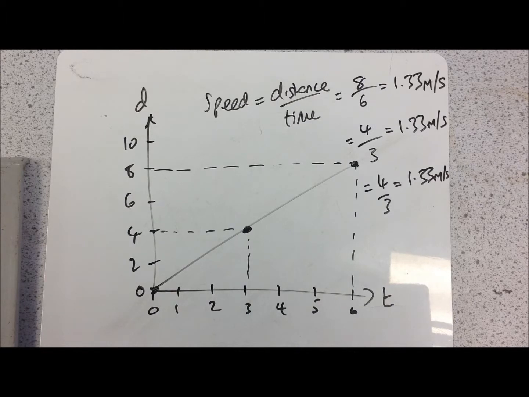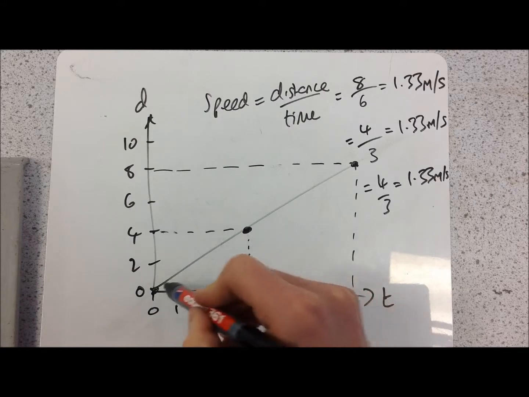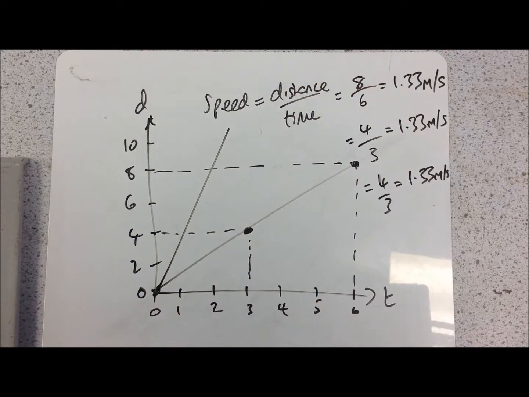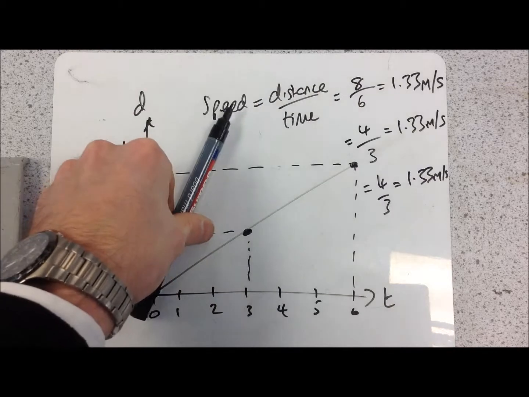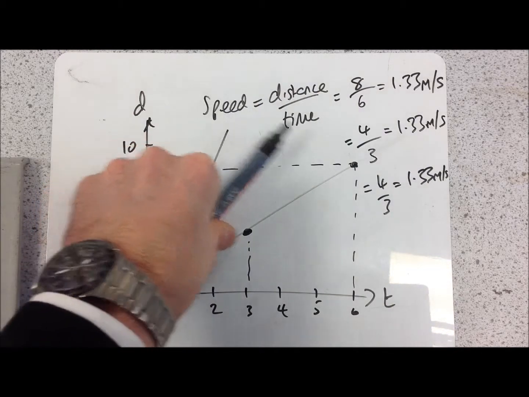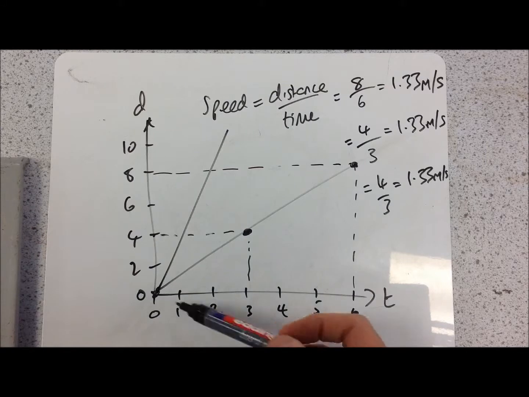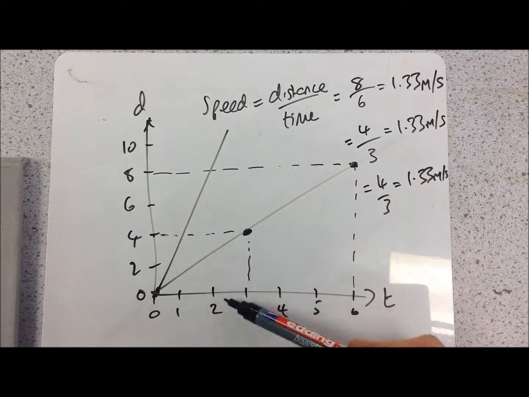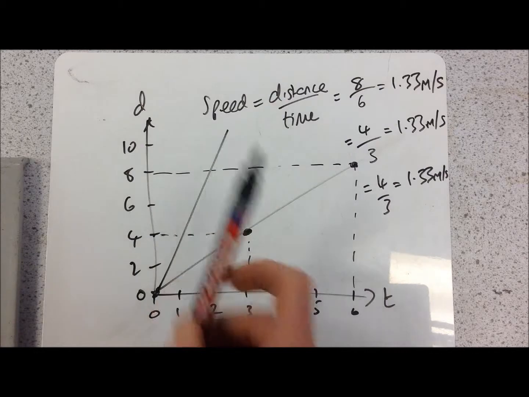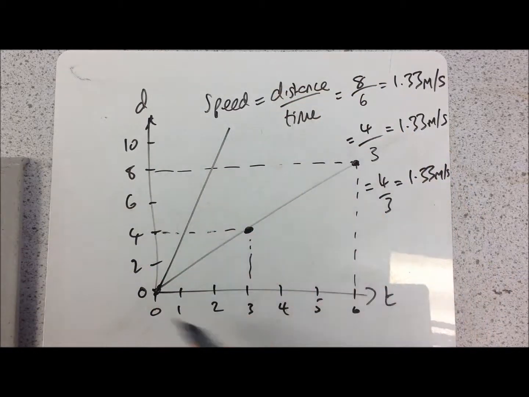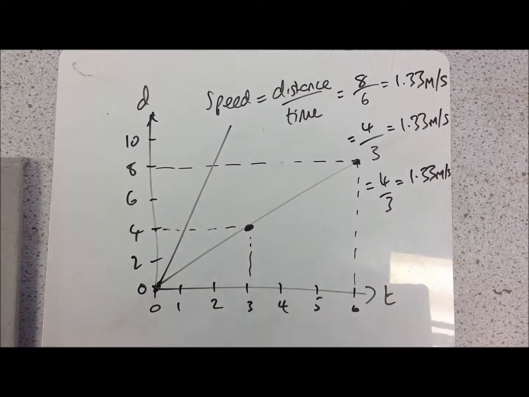Now, I won't do this in numbers, but if I was to compare the speed of this object to the speed of an object like that, you should be able to see that this one is actually a faster object than this one, because it's covering a greater amount of distance in a short amount of time. So actually, you calculate the speed of an object on a distance time graph from the gradient of the line. The steeper the gradient, the faster the object is travelling. Okay? Right, let's go to velocity time graphs.